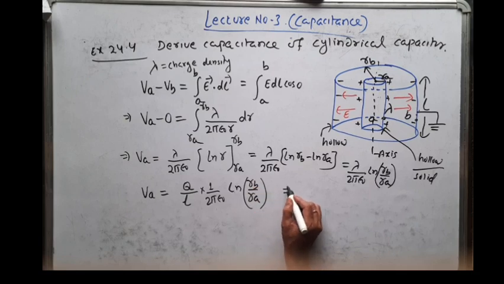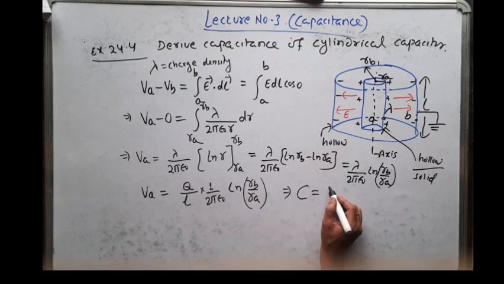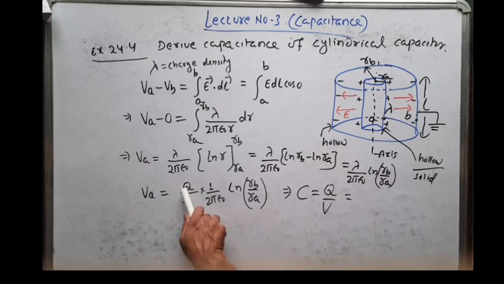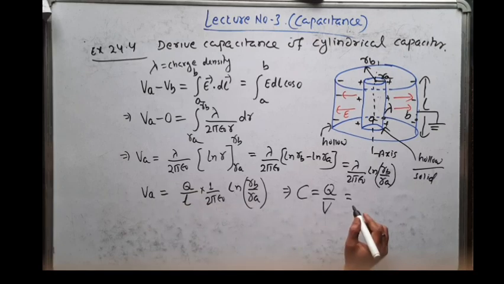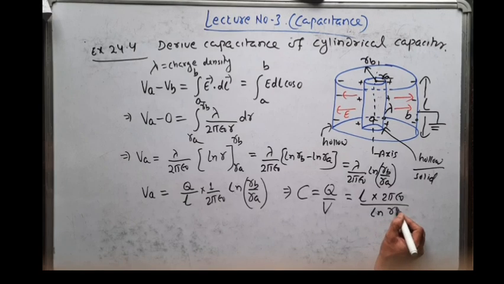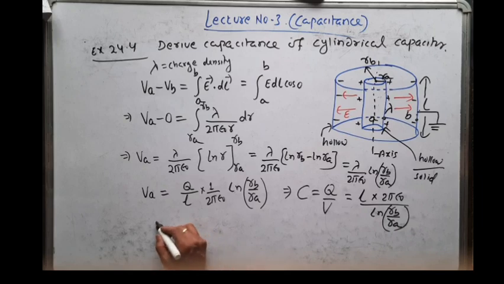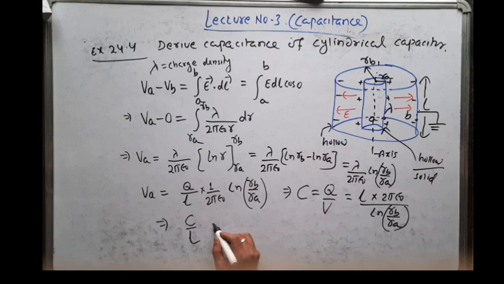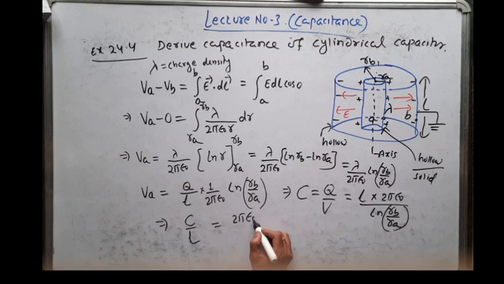So that implies we have to find capacitance. Capacitance is nothing but Q by V. So from this expression you write Q by V is equal to what? L into 2 pi epsilon naught divided by ln Rb by Ra. So that implies C by L is equal to 2 pi epsilon naught by ln Rb by Ra.